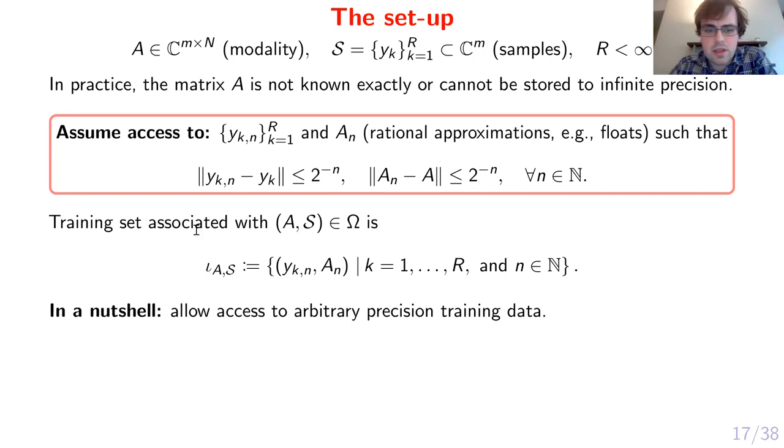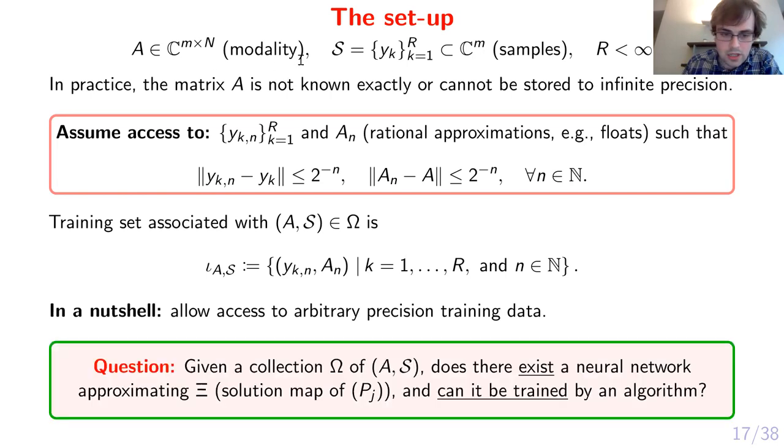And the training set associated with my algorithm that tries to construct a neural network will just be the collection of all of these y_{k,n} and A_n. So that's a bit abstract. In a nutshell, all I'm doing is allowing arbitrary precision approximation to the training data. And then the question is, given such a collection Omega of matrices A and samples S, does there exist a neural network that approximates the solution of my optimization problem, my map psi? And if it does exist, can it be trained by an algorithm? These are two different questions. Existence, as we'll see, is not enough to guarantee that you can actually train and get a good neural network in practice.